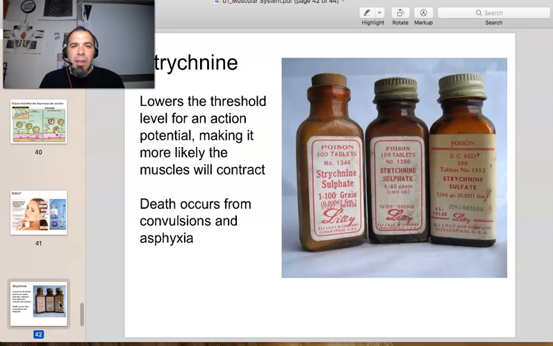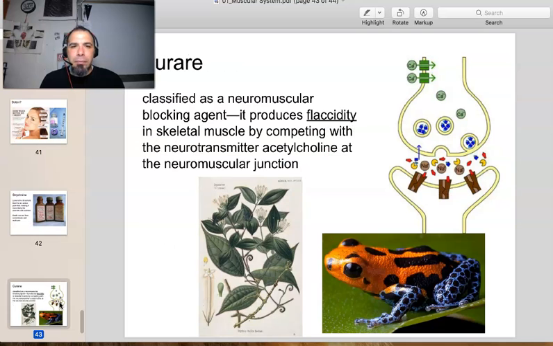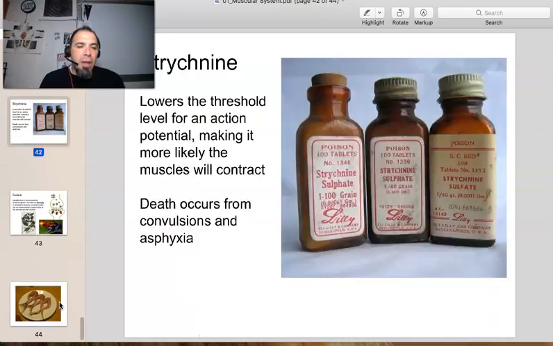So there's Botox. Strychnine, right, lowers the threshold of action potential, making it more likely muscles will contract, and usually death occurs from convulsions and asphyxia. Strychnine was a popular poison back in I think the 1800s, 1900s. There's a play or something called Strychnine and Lace or something like that. But Curare, that's a good one. That's a neuromuscular blocking agent, and the muscle becomes flaccid, and it's skeletal muscle again because it's affecting neuromuscular acetylcholine. This one is often found in plants, and sometimes you hear about these poison dart frogs. They have Curare. So, anyways, all right.